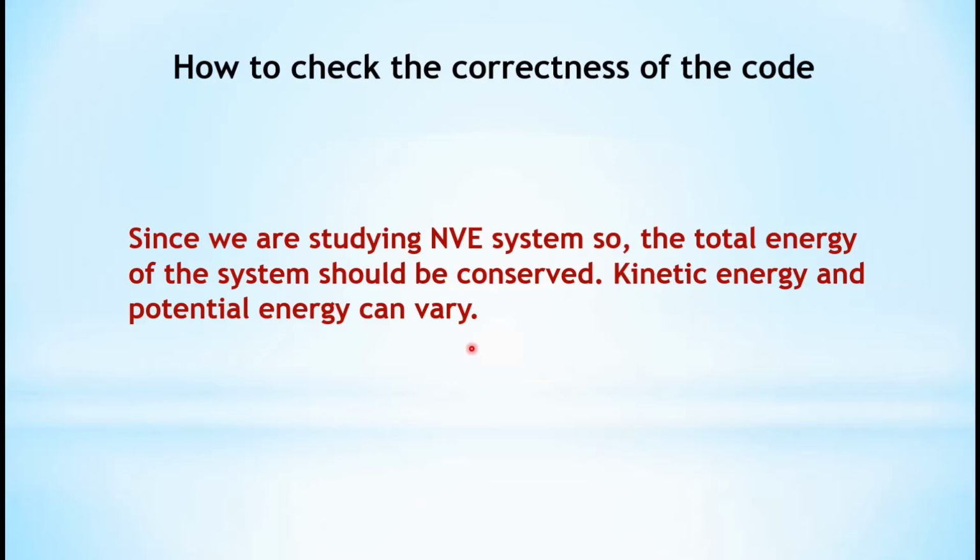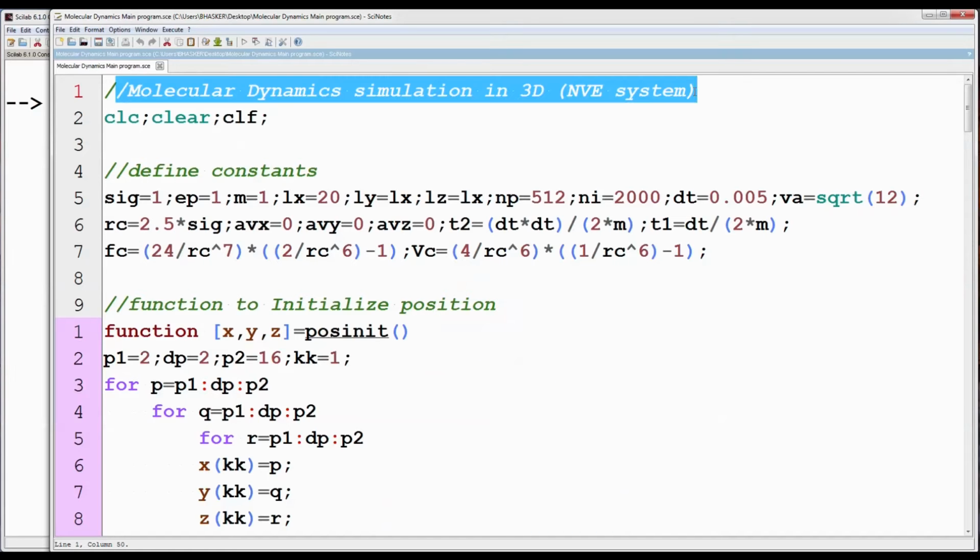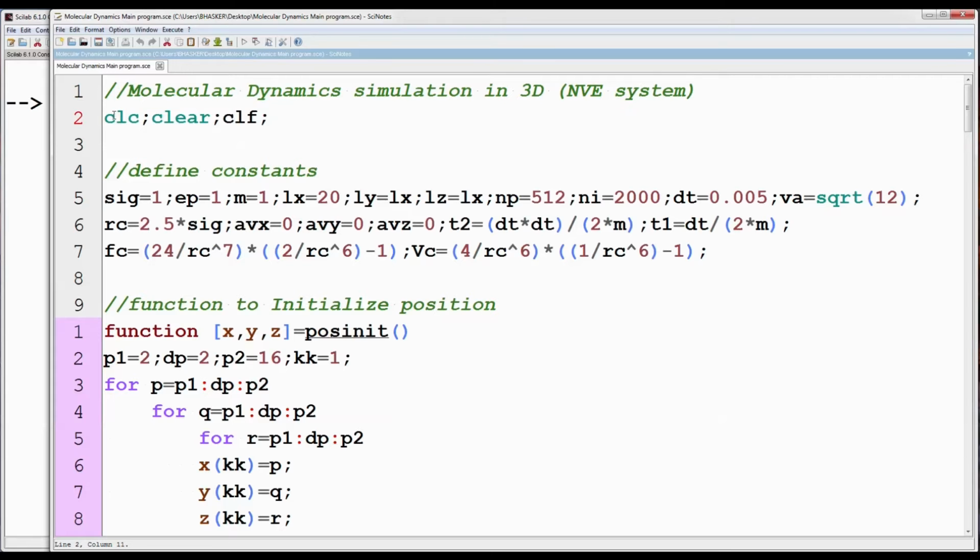Next, let's move on to the main SCILAB window to write the main program. We have already discussed everything, so it's already written. First, the title of the program, Molecular Dynamic Simulation in 3D NVE System. CLC, Clear and CLF we have already discussed many times in our previous videos. Let's discuss the constants first. Sigma, we have taken 1, epsilon 1, mass of the particles 1, Lx 20, Ly equal to Lx and Lz also equal to Lx. So we have taken a cubical box.